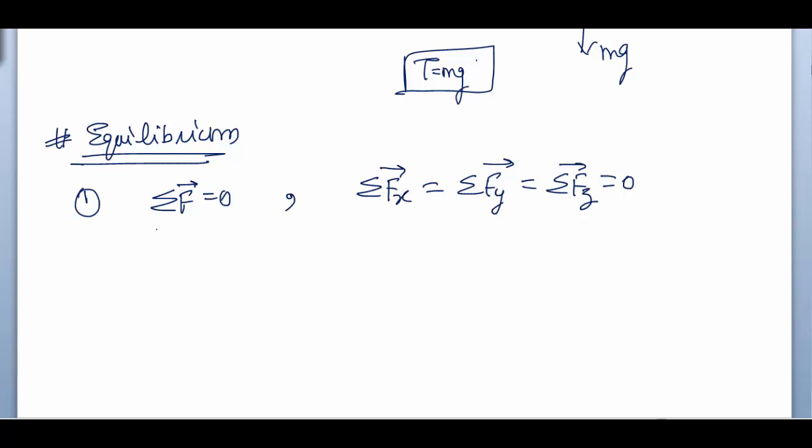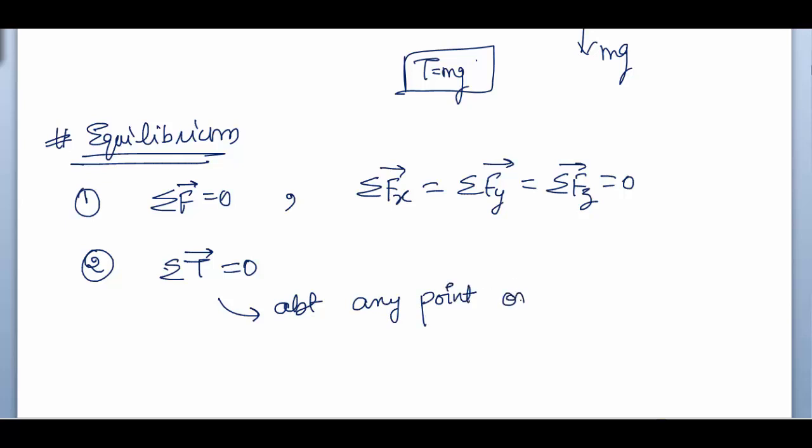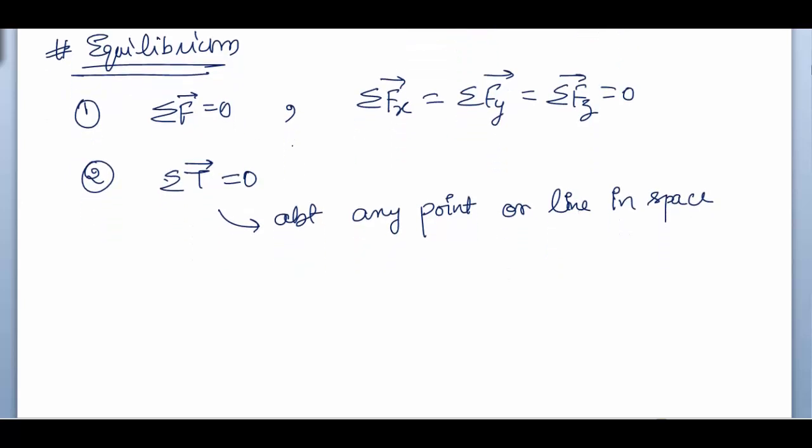Next is summation of torque about any point or line in space should be 0. Then we can say that a body is in equilibrium.